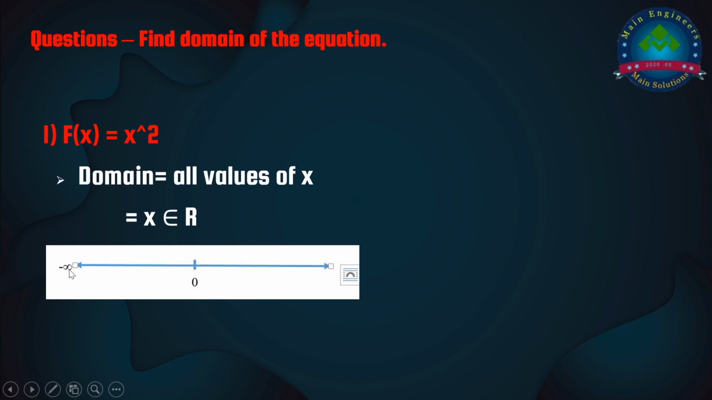For all values, if we draw a sketch, it goes from minus infinity to infinity, and here is going to be 0. So for all values from minus infinity to plus infinity, the equation is going to be valid. So our domain will be from minus infinity to infinity.